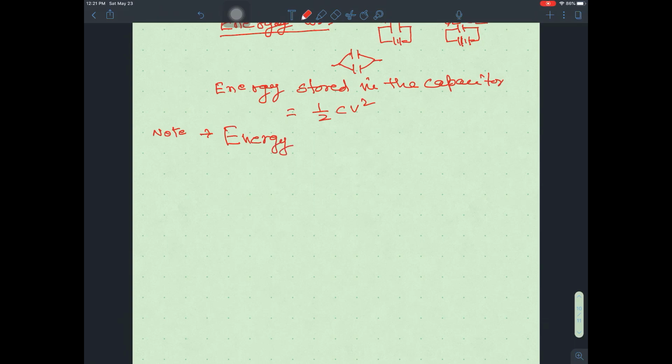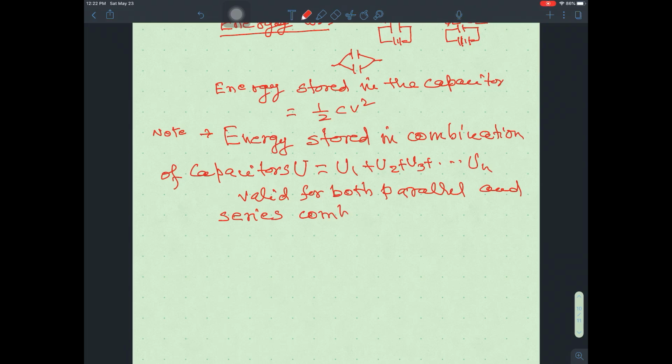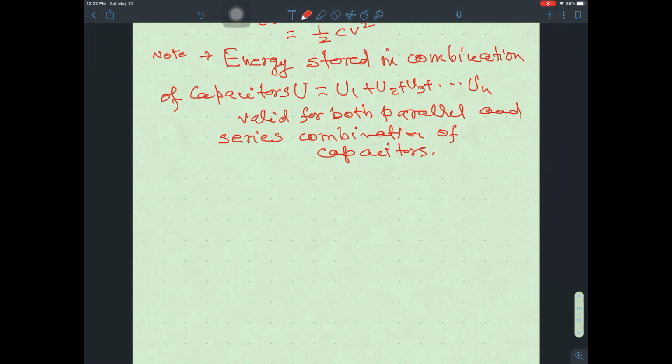Energy stored in a combination of capacitors: U is equal to U1 plus U2 plus U3 plus so on up to UN, and this is valid for both parallel and series combination of capacitors. This thing you should understand very carefully.